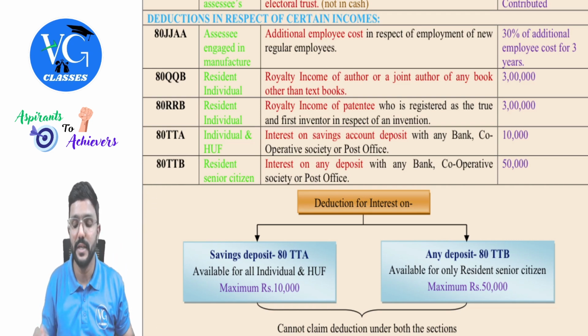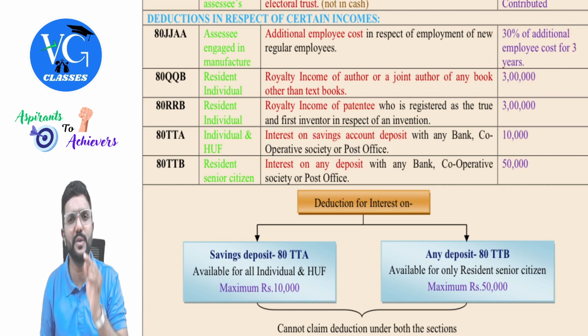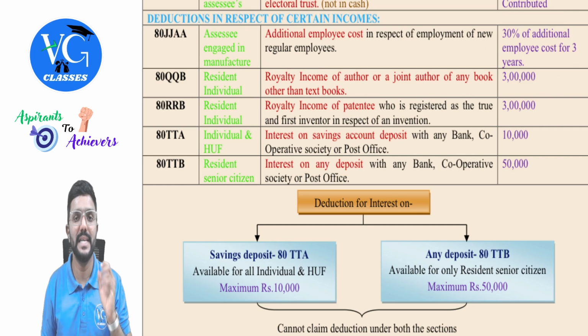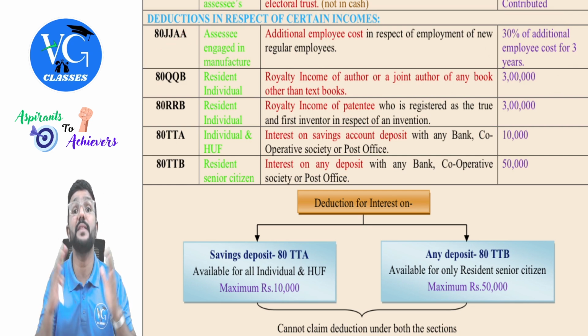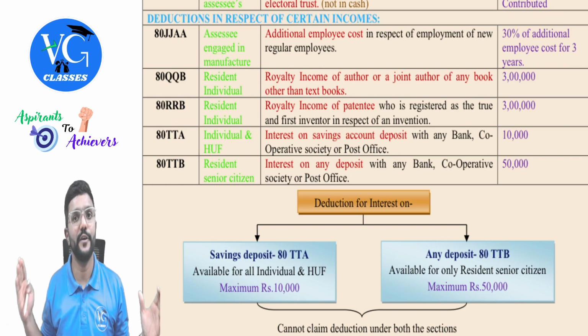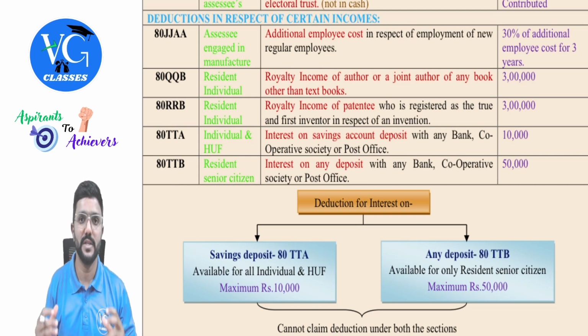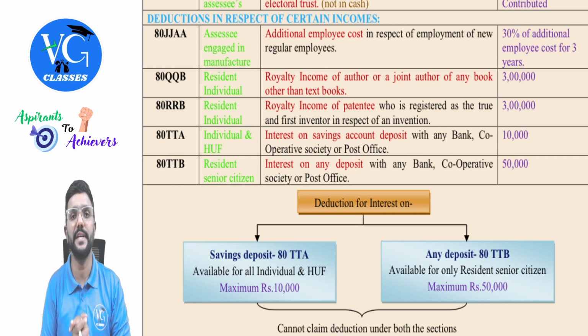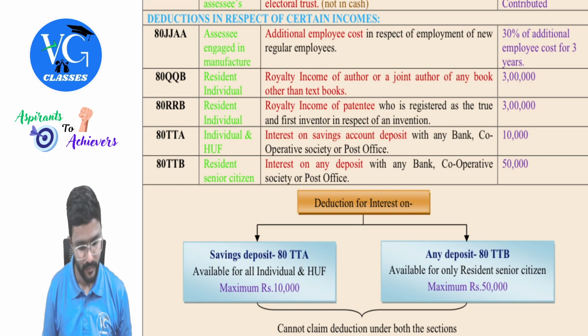In addition to that, 30% of wages paid or salary paid to the regular workman is allowed as deduction under section 80JJA for 3 years. For 3 years, guys, starting from the year in which employment is provided. So this is to support the manufacturing entities in order to provide more and more employment, guys.